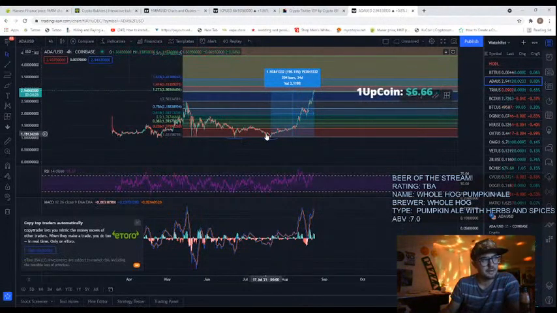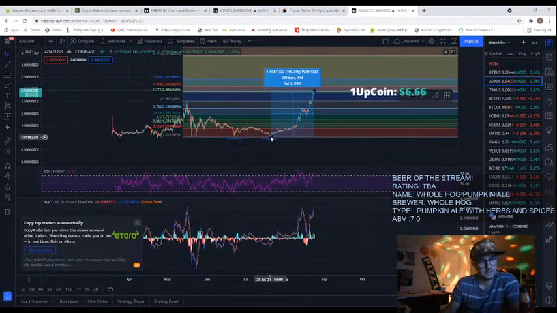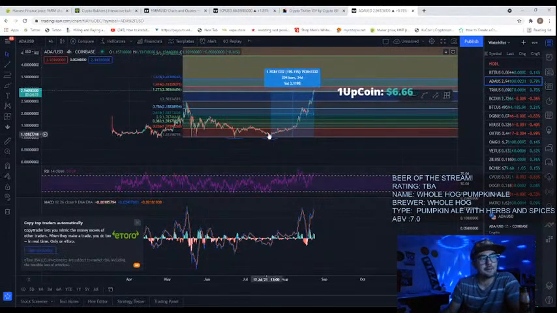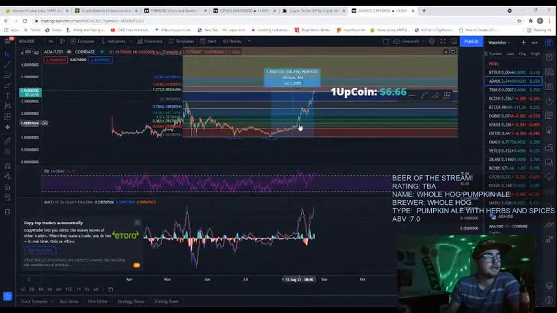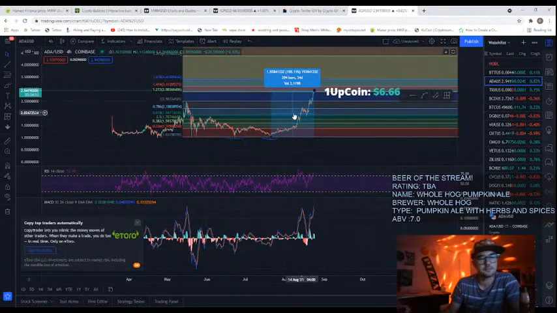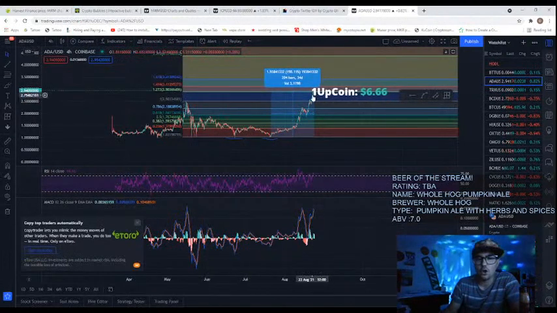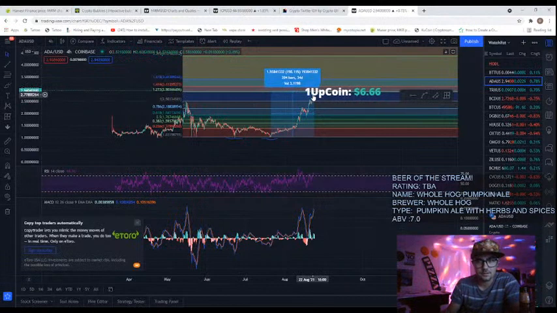We had this nice double bottom here with a slightly higher low on the second bottom. And then what happened after that? A markup in price. Yeah, for the past 35 days, it's been consolidating upwards. It's at all-time highs right now.